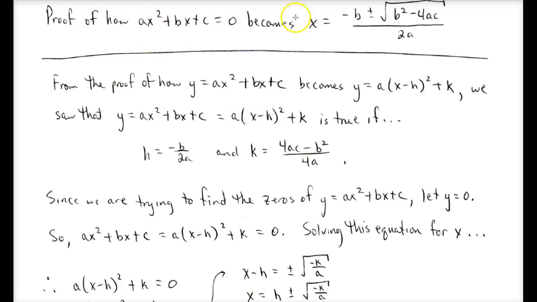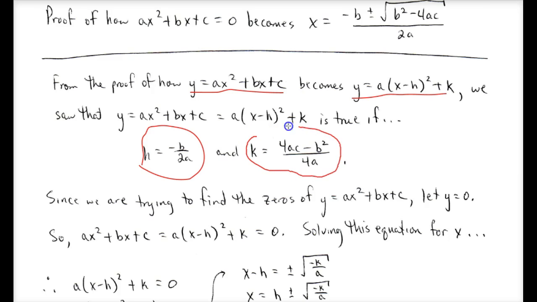Now here, this is just a proof to show you how we actually get this. For those of you that aren't interested in this, you can skip on to the next page, but I am going to talk about this for a minute. For the proof, we're taking our quadratic function and we want to rewrite it like this. If we rewrite it like that, we know that h is minus b over 2a, and k is 4ac minus b squared all over 4a, okay?